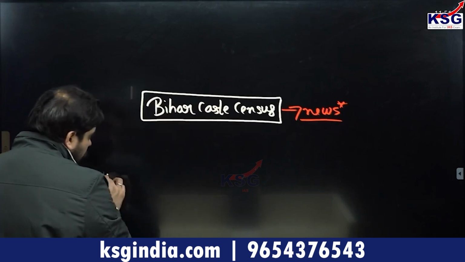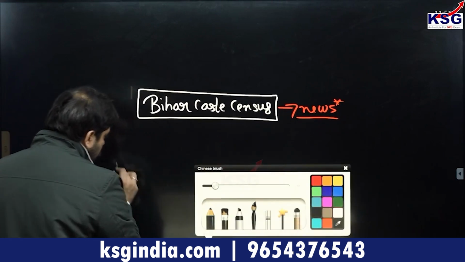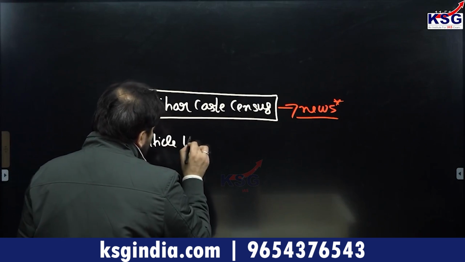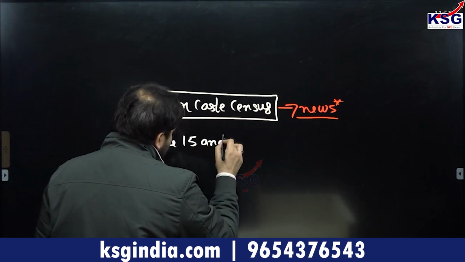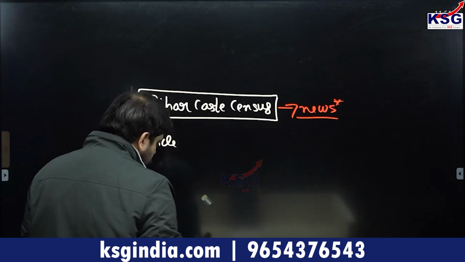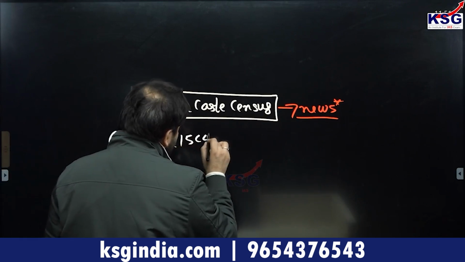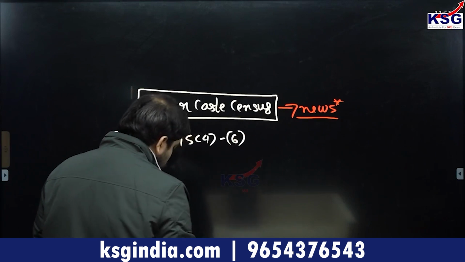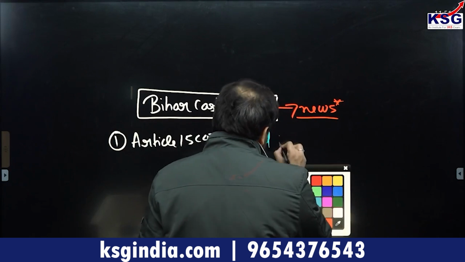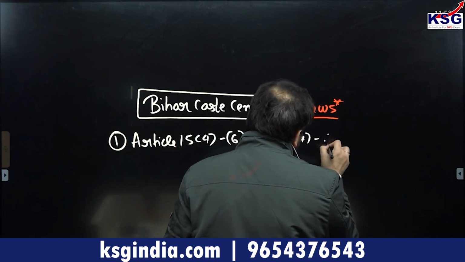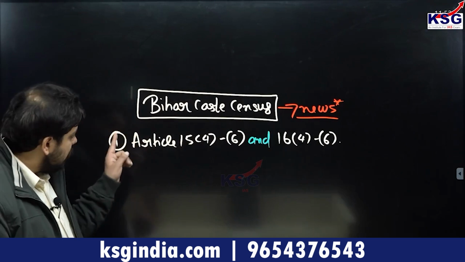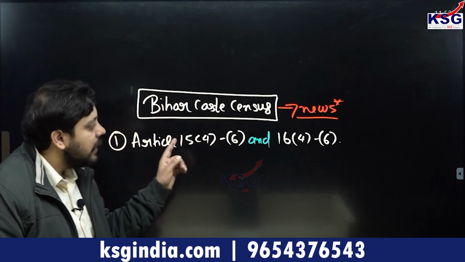Okay. Now, while we are studying this news item, what are we going to study? First, we'll take a quick look at Article 15 of the Constitution and Article 16 of the Constitution. Specifically, if I'm more particular, we'll take a look at Article 15, Clause 4 to 6 of the Constitution, and we'll take a look at 16, Clause 4 to 6 of the Constitution. Okay. Bihar caste census, Article 15, Clause 4 to 6 of the Constitution, and 16, Clause 4 to 6 of the Constitution.